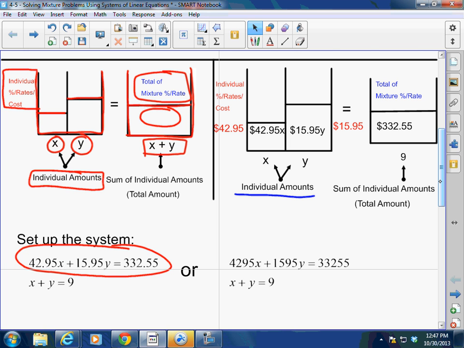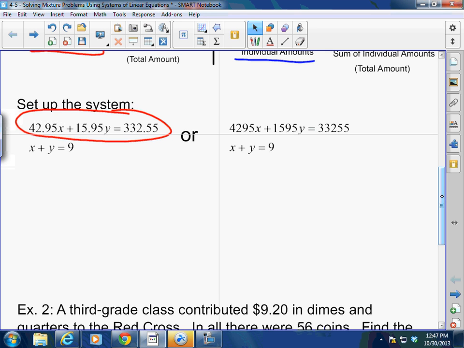Okay, so let's solve it. Which one do you guys want to solve, the decimal or the whole number one? Because I don't really care. It doesn't matter to me. Whole number one? Okay. So I want to eliminate. What do I want to eliminate, the x or the y? You want to eliminate the x or the y, I said. Okay, let's do the y.